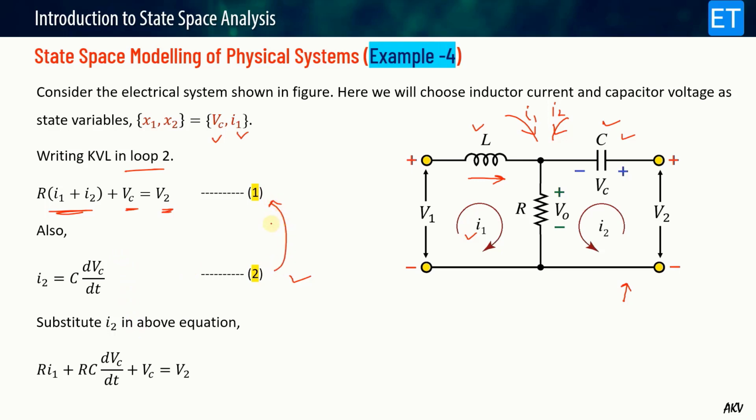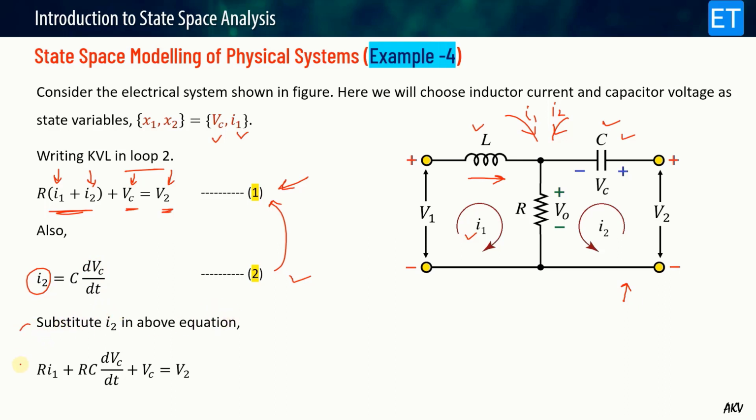Why am I doing this? Because again, consider those two requirements which I just suggested in the previous slide: you must have one d by dt term. So if you see equation 1, there is no d by dt term, right? Second, there must be all variables which are either input variables or the state variable. So in this equation, I1 is the state variable, Vc is the state variable, V2 is the source, but I2 is not a state variable. Okay, so if I substitute I2 from this second equation, my I2 will be replaced, and also from this d by dt of Vc, I will get the first derivative term also.